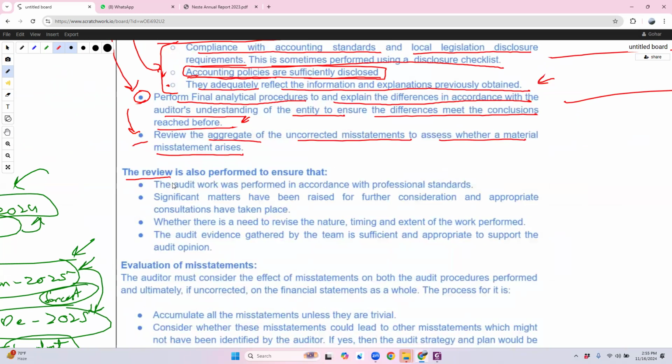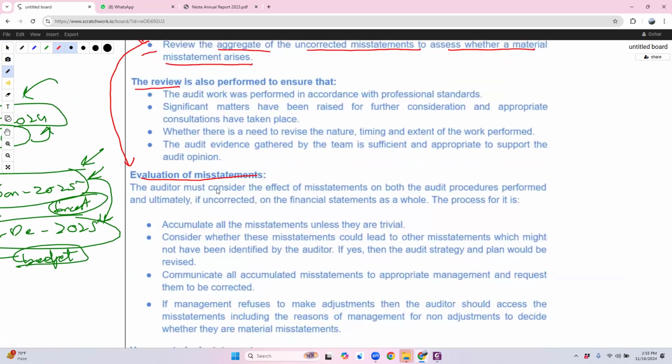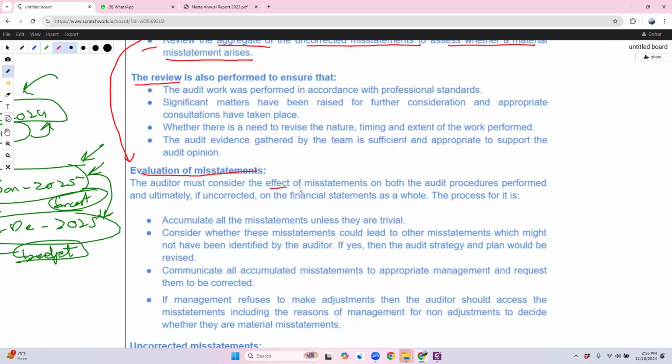Let's come towards this one. This point is linked here. Evaluation of misstatements. The auditor must consider the effect of misstatements on both the audit procedures performed and ultimately, if uncorrected, on the financial statements as a whole. The process for it is accumulate all misstatements unless they are trivial. This means if they are of small amounts, very small amounts like $1, $2, these are not misstatements. Auditors always ignore these. But above them, sum them all up, aggregate them all up.